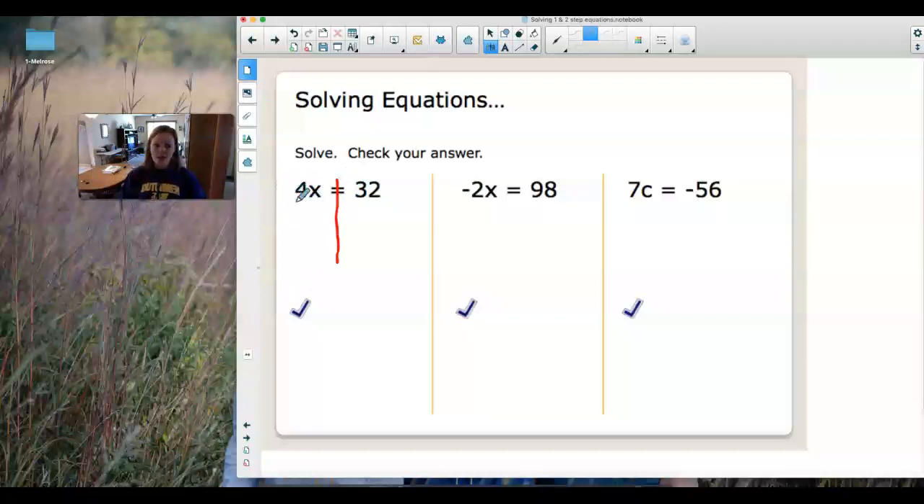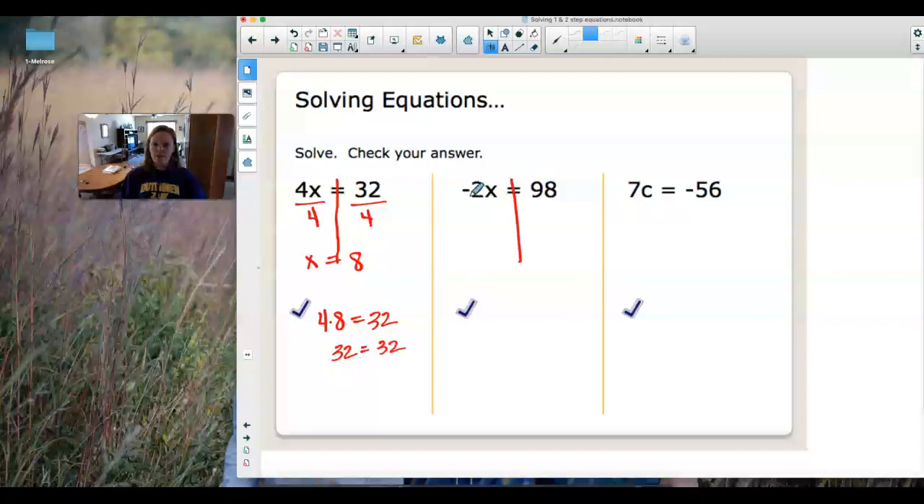So 4x means 4 times x, and the opposite of multiply is to divide by 4. So we divide both sides by 4, and we get x equals 8. Now, I know that's pretty simple, and we can check that. 4 times 8 equals 32, so we have 32 equals 32, and it works.